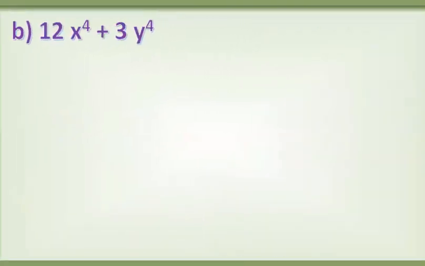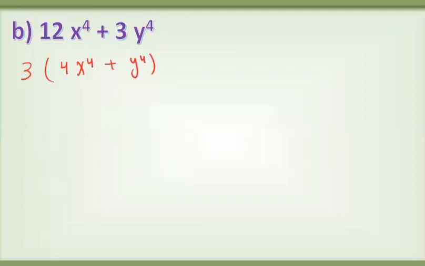Example number 2, 12x power 4 plus 3y power 4. First, we have a common factor between these two terms. These two terms can be divided by 3, so we take number 3 as a common factor. Then we divide each of these two terms by 3. 12x power 4 divided by 3 equals 4x power 4, and 3y power 4 divided by 3 equals plus y power 4.